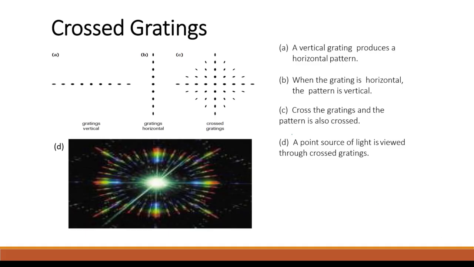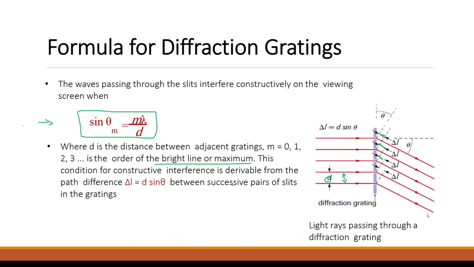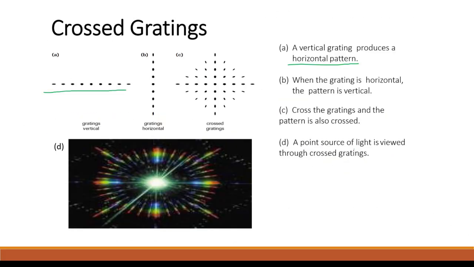With different orientations, we have the production of a pattern that is predictable. For gratings that are vertical, they produce a horizontal pattern. This diagram is showing the patterns, not the gratings. So vertical gratings would be something like this. And for horizontal gratings, the pattern is vertical. So it looks like this.